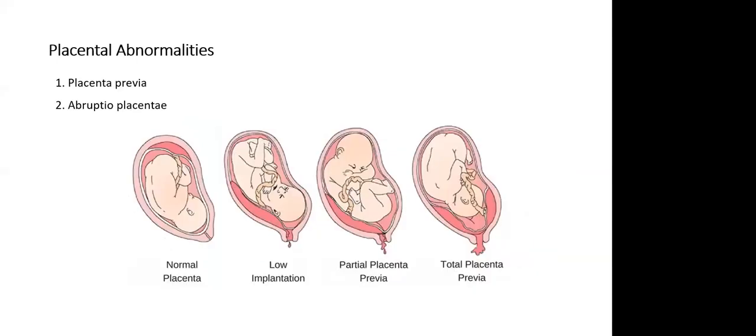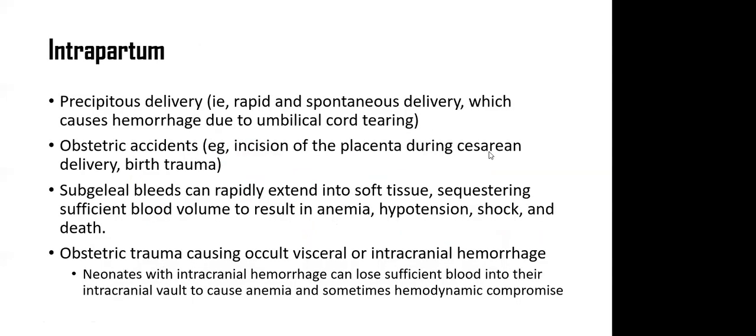Next is the placental abnormality, which can be due to placenta previa and abruptio placentae. Surely in abruptio placentae, there will be a lot of bleeding. So next, intrapartum causes of hemorrhagic anemia.